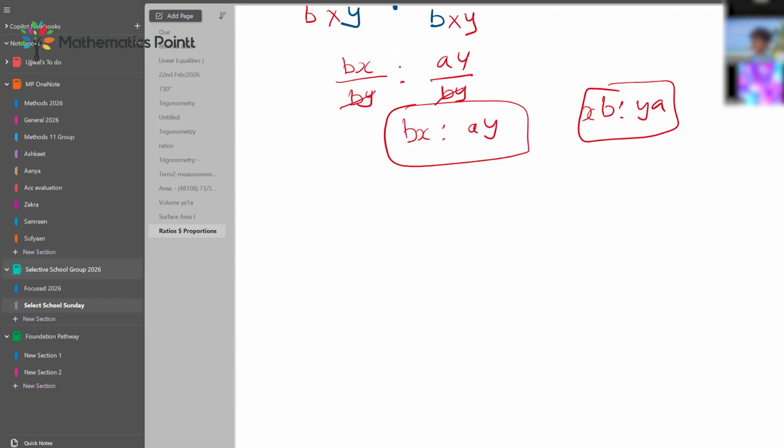Now, ratios are nothing but fractions. They're fractions themselves. So whenever I'm writing 2:5, it is actually 2/5. Remember that. Ratios are also represented as fractions and vice versa.